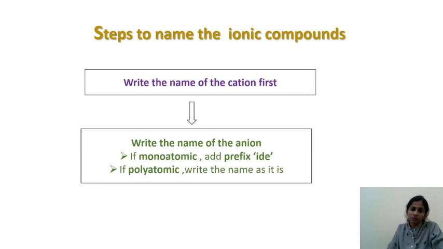Let's look at the steps to write the name for ionic compounds. Step 1 is to write the name of the cation first and then followed by the anion. For the anion, you have to keep in mind that when the anion is monoatomic, the ending will be IDE. When it is polyatomic, the name of the polyatomic ion is written as it is. So in the next slide, we will look at the examples.